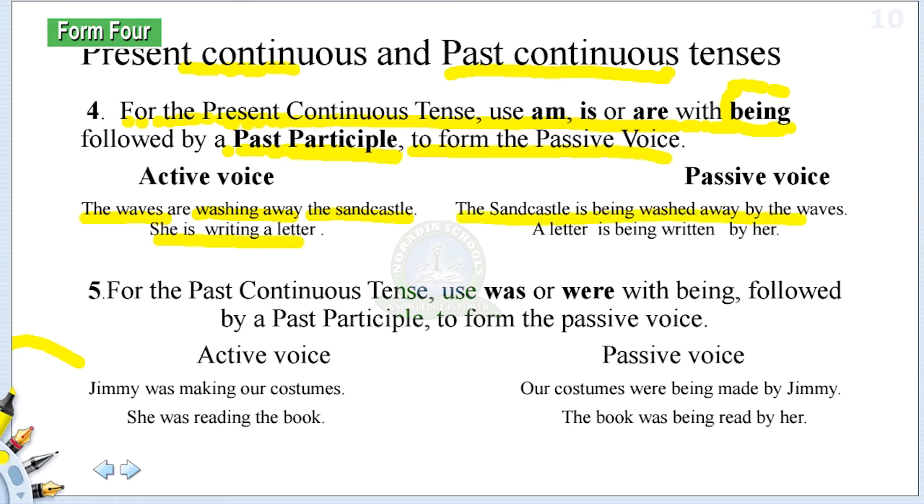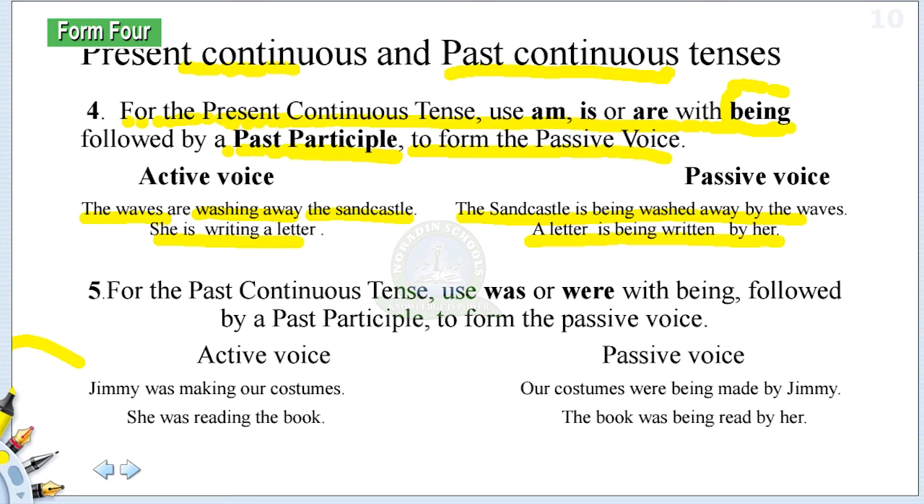How are we going to change into passive voice? A letter is being written by her. Letter is singular, so start with letter, because letter is the subject. She is the object. Writing is a verb, and letter is an object. So when you want to change into passive voice, start with a letter, and then is, because letter is singular. We need a singular verb like is, not are.